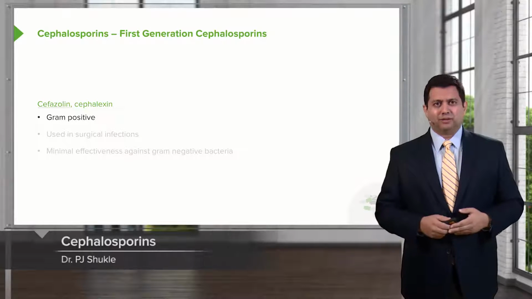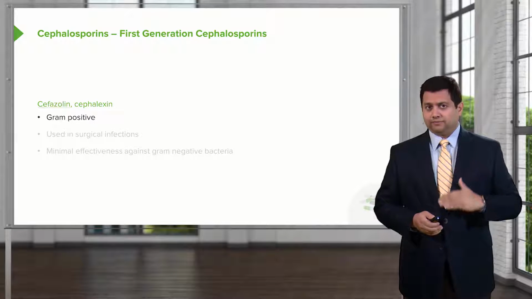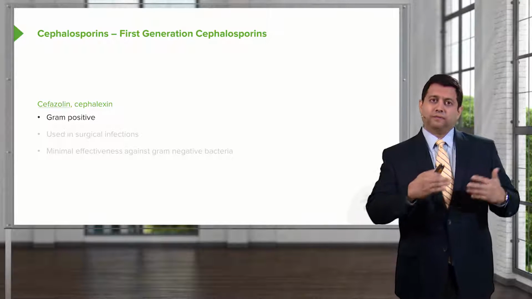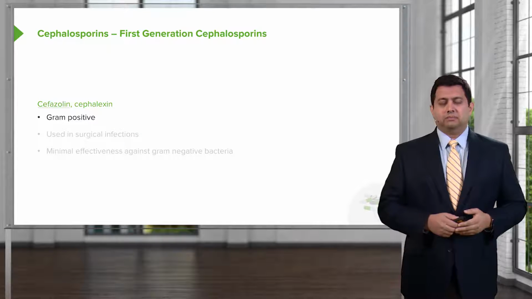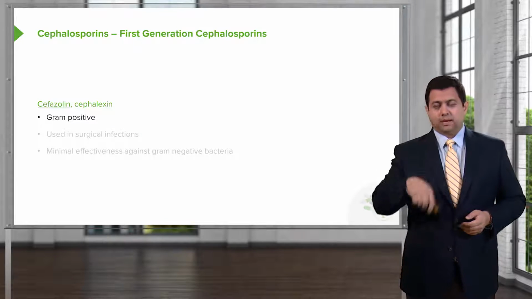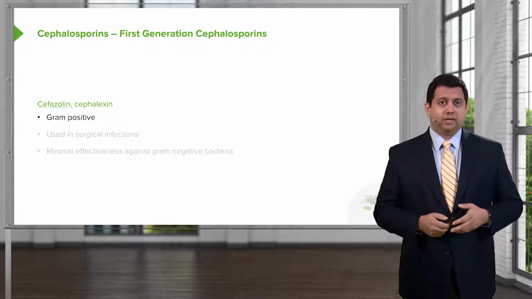Let's talk about cephalosporins. Now, we divide the cephalosporins into first, second, third, and fourth generation. And in general, the first generation are more gram-positive active, and the fourth generation tend to be more gram-negative, and there's a spectrum in between. Now, cefazolin and cephalexin are first-generation agents.